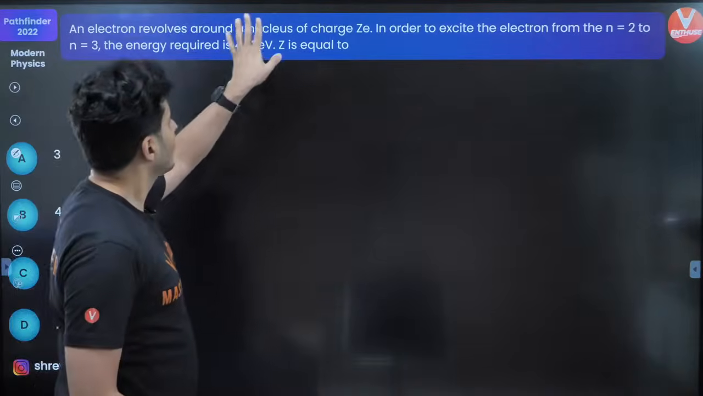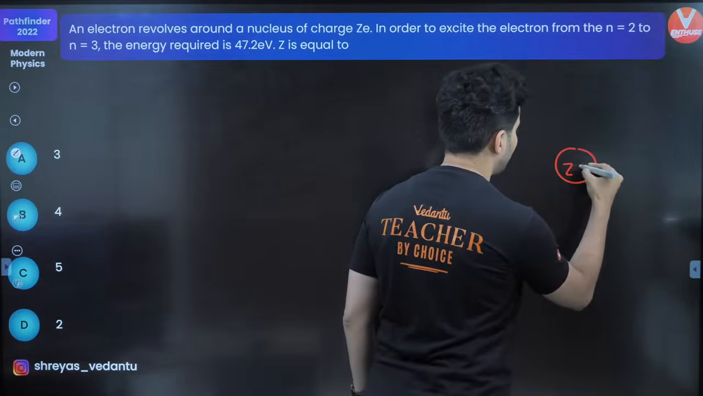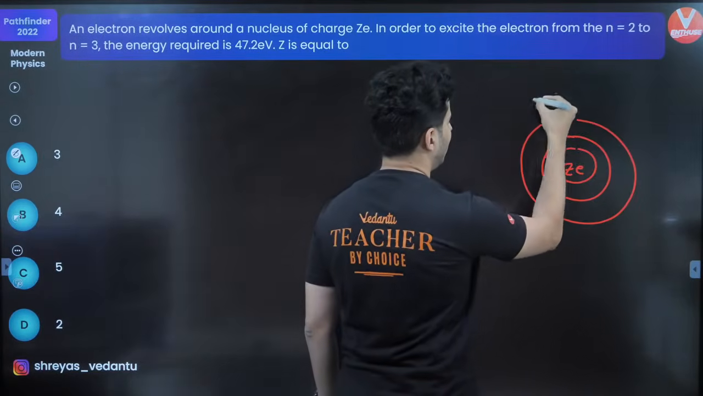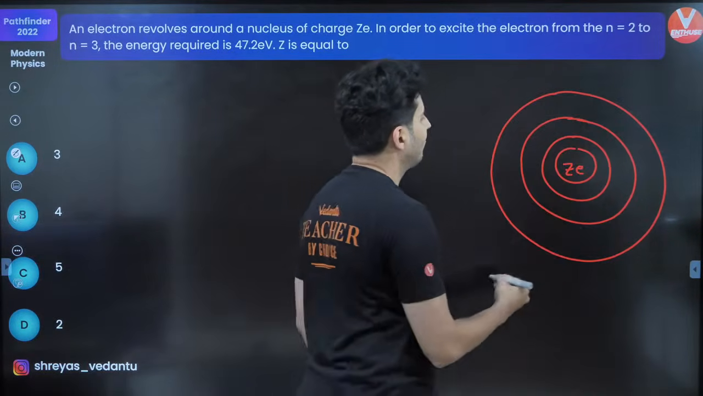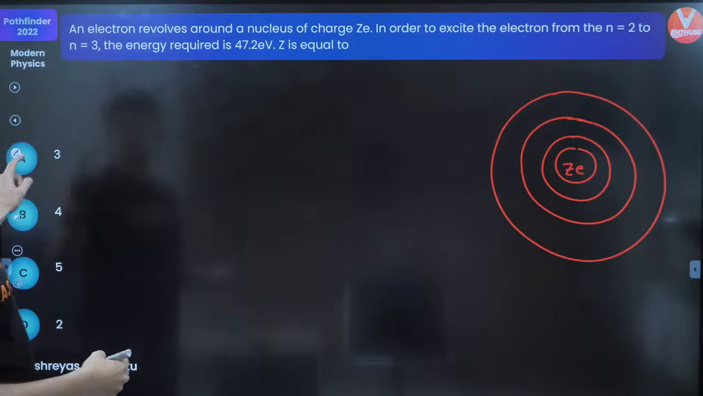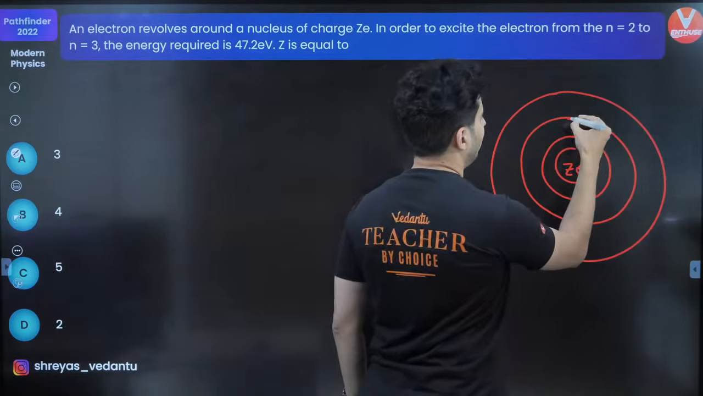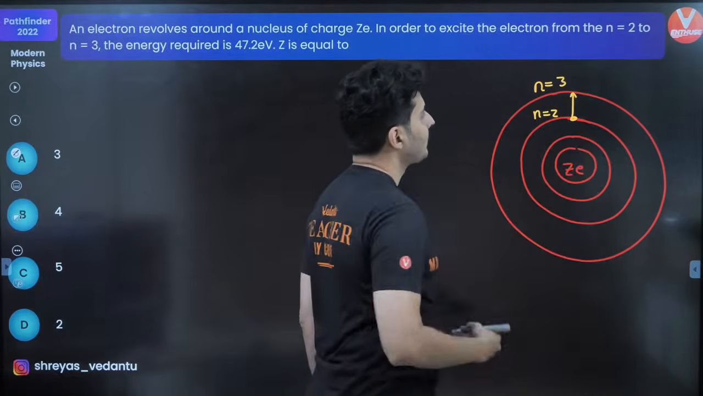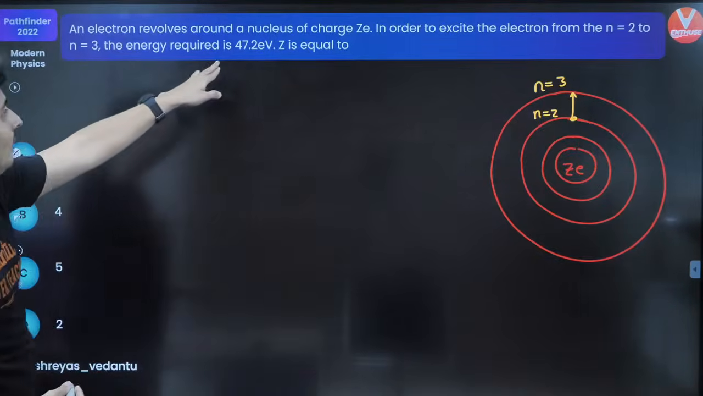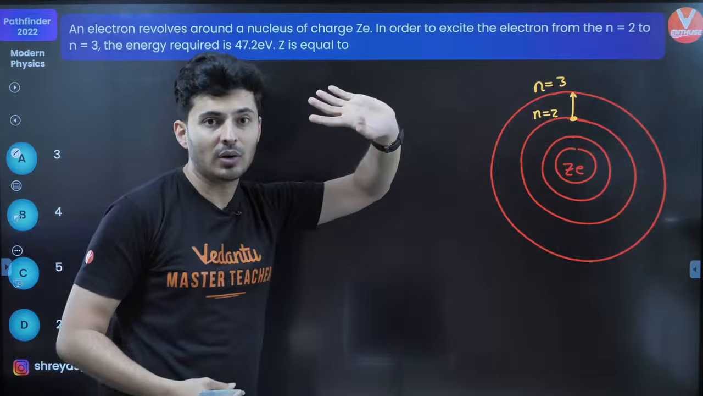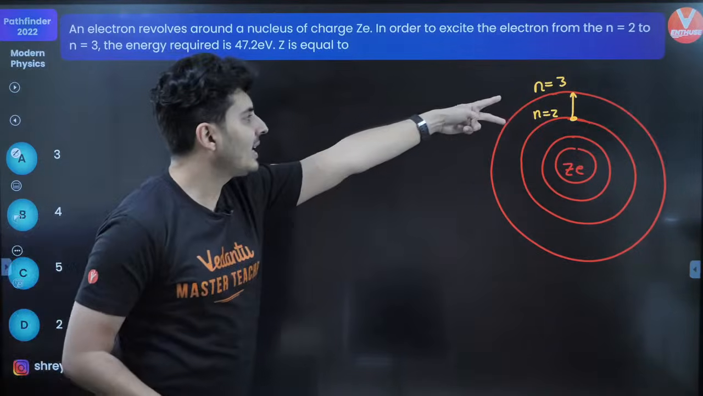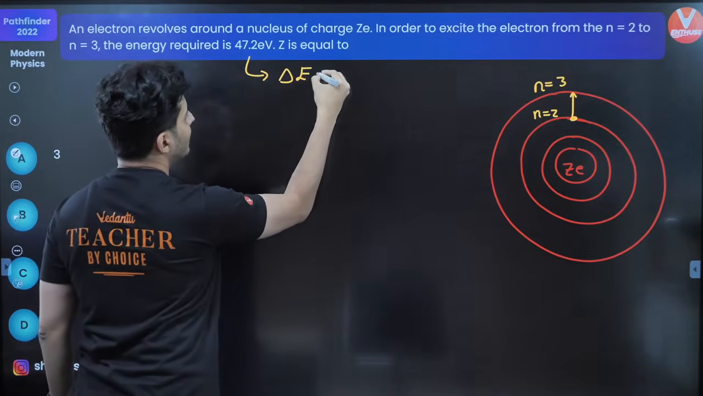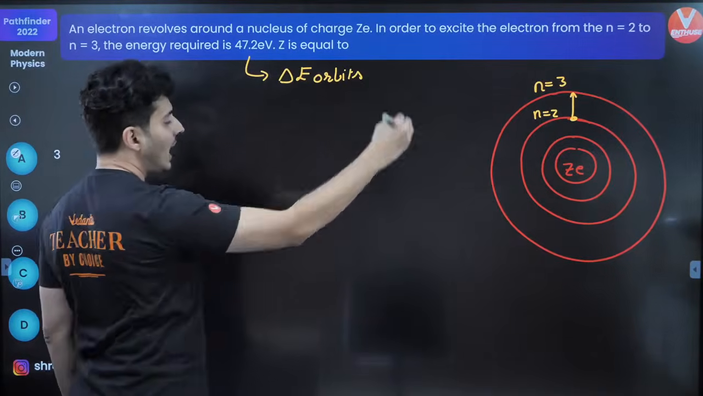Let's do this. Here we have the nucleus Ze. This is your, let's say, first orbit, then second orbit, and the third orbit. So what do you have to do? You have to excite the electron from 2 to 3, so n is equal to 2 to n is equal to 3. In order to do that, you need how much energy? 47.2 electron volt. That means that's the energy difference between the two orbits of that atom.